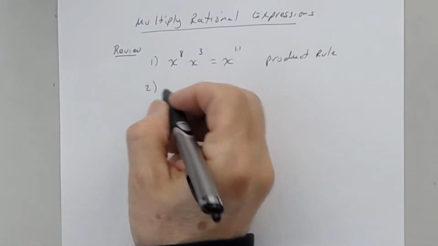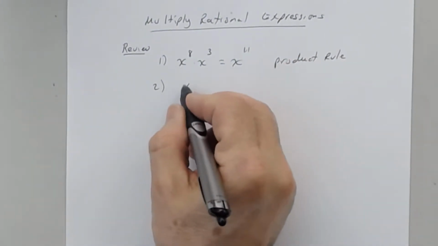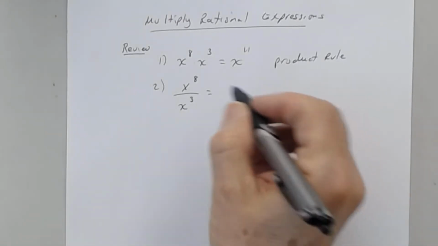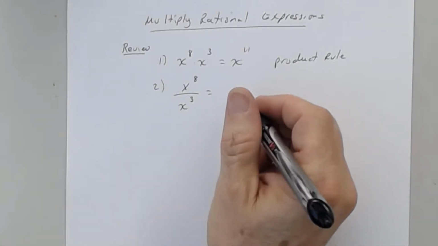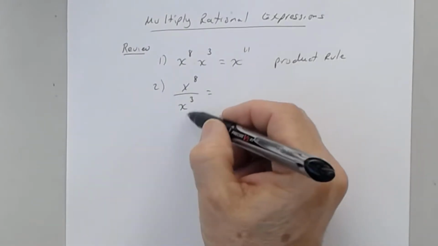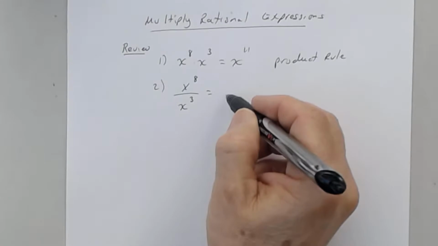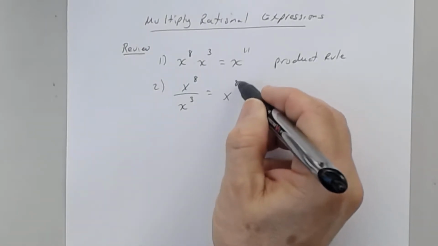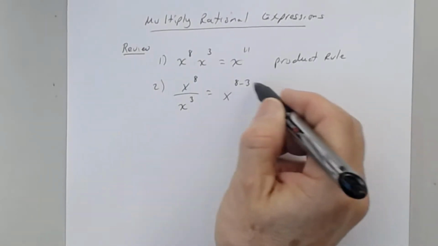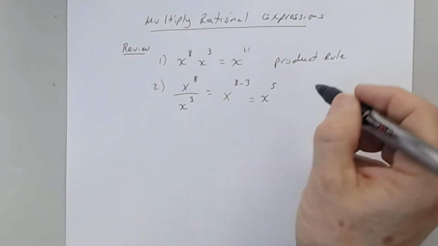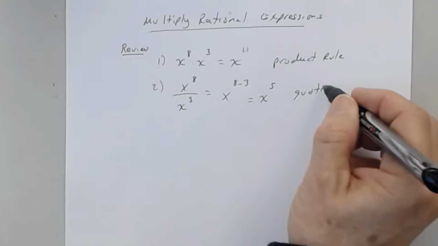The other thing you learned in the previous course was this. X to the 8th divided by x to the 3rd. What is that equal to? X to the 5th. When you divide like bases, you do what to those exponents? Subtract them. So you're really saying x to the 8th subtract 3. And what's 8 subtract 3? 5. So that's called the quotient rule.